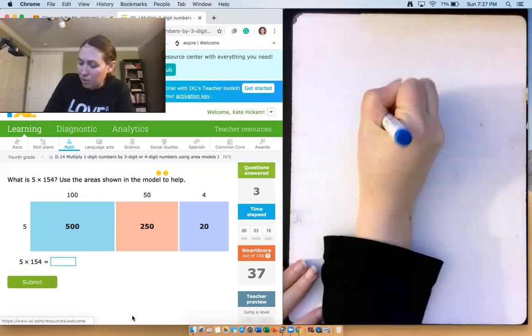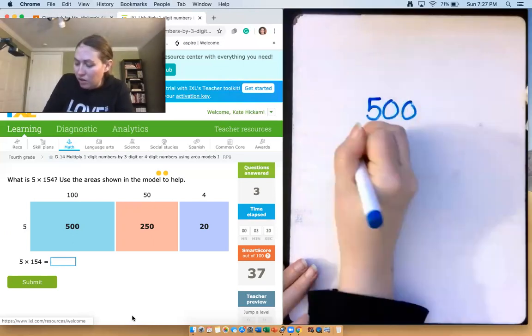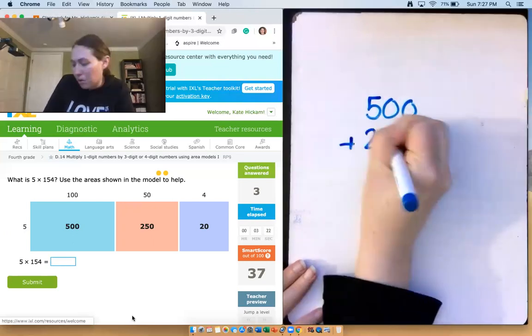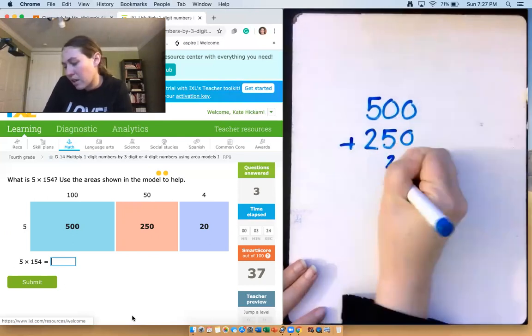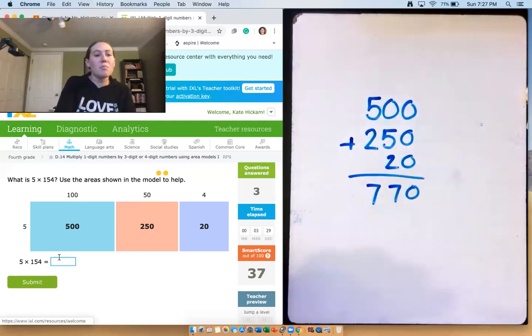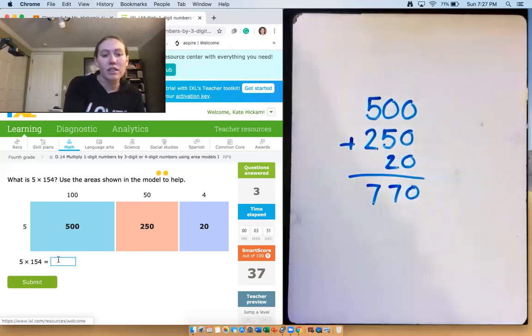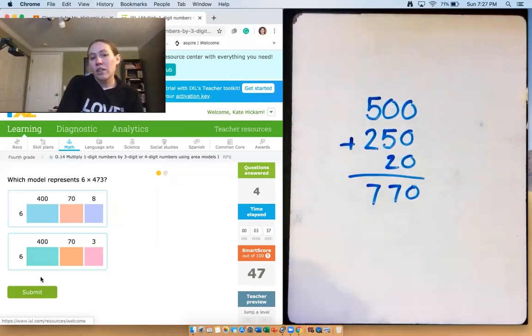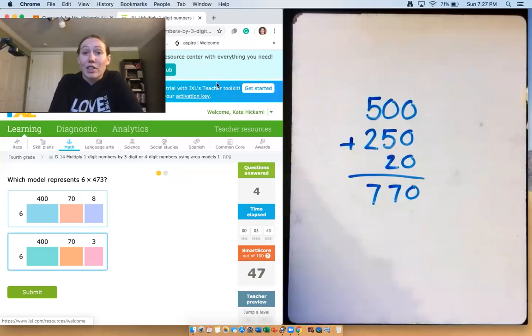500 plus 250 plus 20. Go through and add it up. Double check before you enter it that you're typing in the right number. Hit submit. These should be pretty easy. Like I said, we've done a lot of area model before, but there are some helpful hints for you guys.